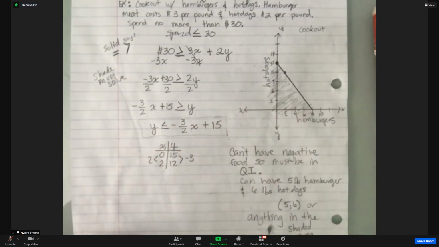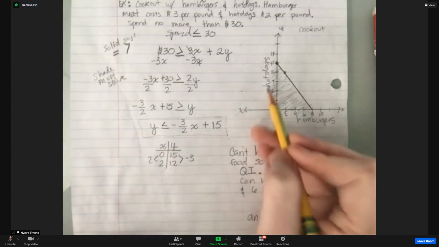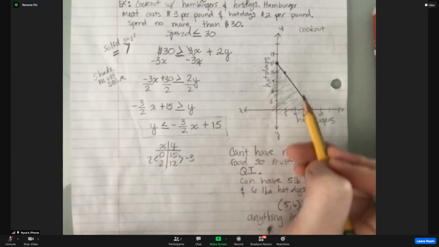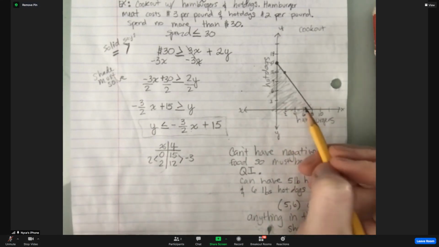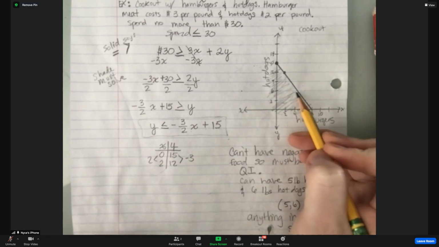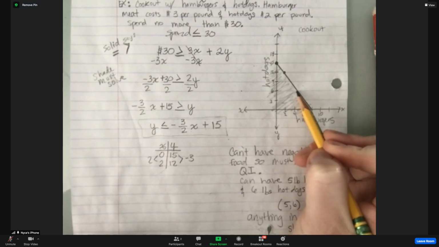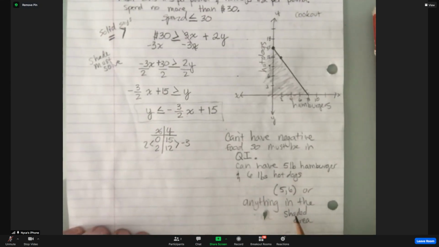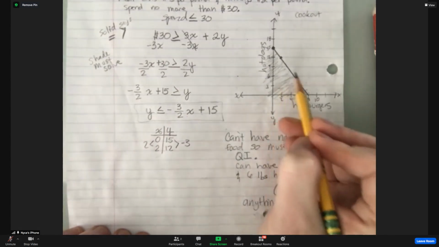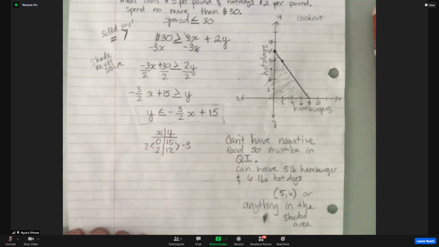What does that mean? What are possible solutions? Well, again, you can't have negative, but you look anywhere in this shaded area. So it can be on the line or in the shaded area. That means that if I were to think, okay, 5, 6, that is right on the line. So yes, you can have 5, 6. What does that mean? Well, since X is your hamburgers, that means you can have 5 pounds of hamburger while having 6 pounds of hot dogs and still keep your budget at the max of $30. So realistically, there are multiple solutions. You just need to make sure that it's anything in the shaded area or on that line, since it is a solid line.